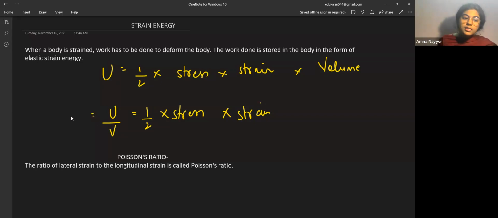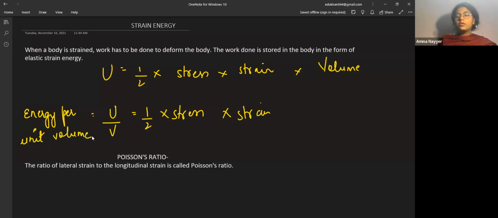So this is energy per unit volume. This is energy density. So half stress into strain is the more common formula which we use and represent it with this letter U. U is for energy. This type of U is for strain energy.